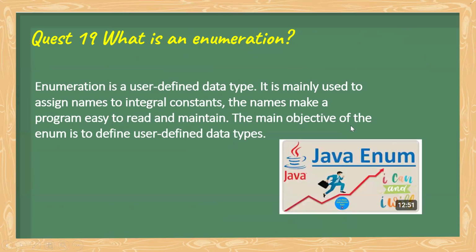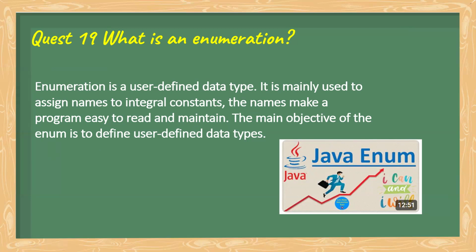Now, the 19th question is: what is an enumeration? We know that we have data types in Java. An enumeration is actually a user-defined data type where you can fix the data, like this data can have only these fixed types of values. It is mainly used to assign names to integer constants. The names make a program easy to read and maintain. Okay, I can give an example.